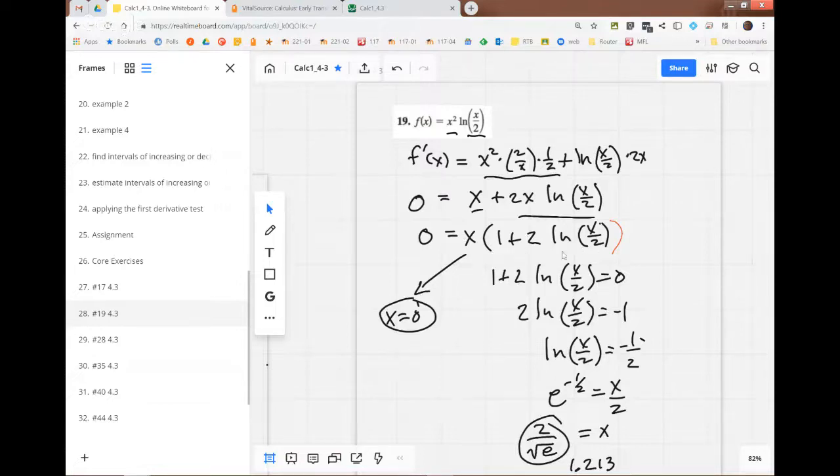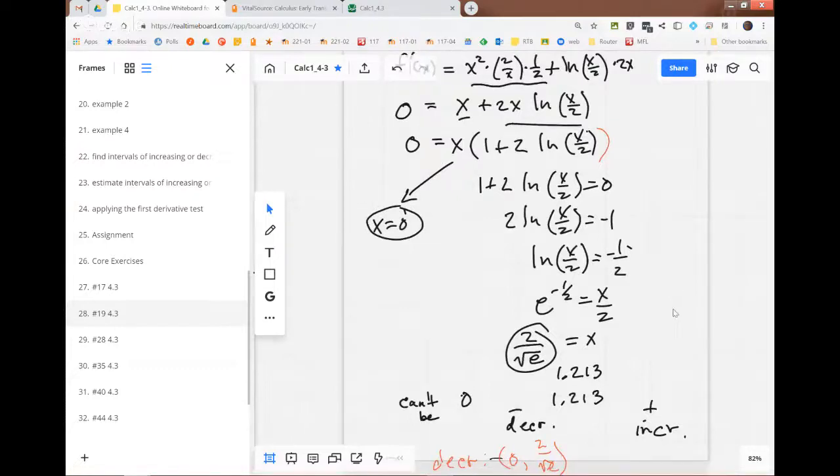How do I get 1 plus 2 times the natural log of x over 2 to equal 0? That's over here at the right. Subtract 1 from both sides, divide both sides by 2. Let me explain how I got from here to the step below that. Well, the natural log of x over 2 equals negative 1/2, which means that when you take e to the negative 1/2 power, you're going to get x over 2. The natural log of something is equal to something. That means that negative 1/2 is the exponent on e that will give you that. So e to the negative 1/2 equals x over 2.